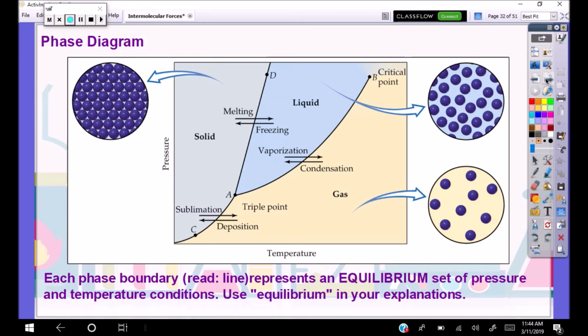All right, so here's a phase diagram. A phase diagram is a graph of pressure versus temperature, and it shows all of the phases. The critical temperature and critical pressure are at your critical point. Again, that's where we have that equilibrium where we can keep things a liquid or keep things a gas. Each phase boundary, those are your lines, each phase boundary represents an equilibrium set of pressure and temperature conditions. Use equilibrium in your explanations. Okay.